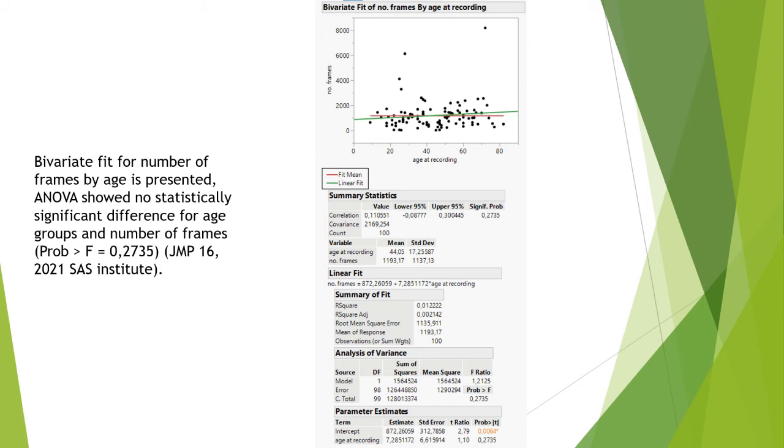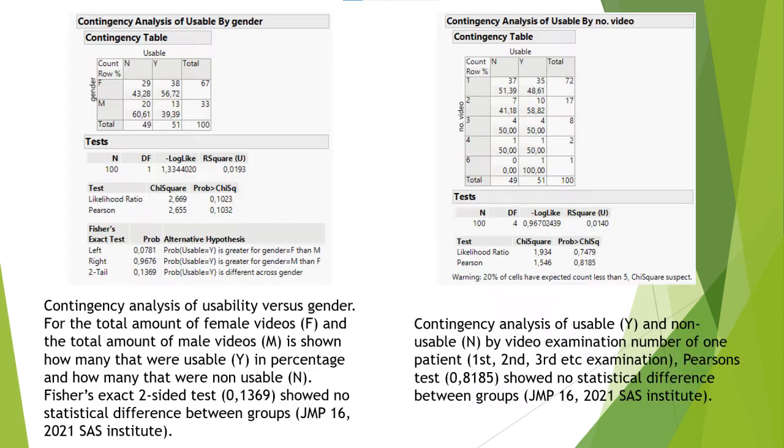Bivariate fit for number of frames by age is presented. The analysis of variance showed no statistically significant difference for age groups and number of frames.